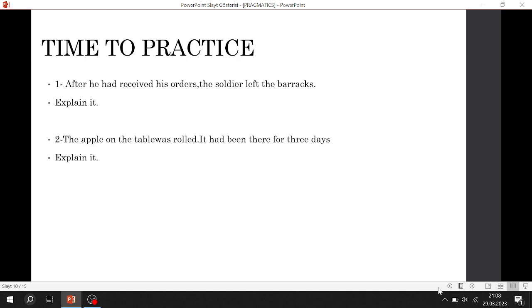Time to practice. After he had received his orders, the soldier left the barracks. What's cataphora? What's anaphora? Of course, he is cataphora and the soldier is the antecedent. Let's move on with the second example. The apple on the table rolled. It had been there for three days. The apple is the antecedent. It is anaphora.